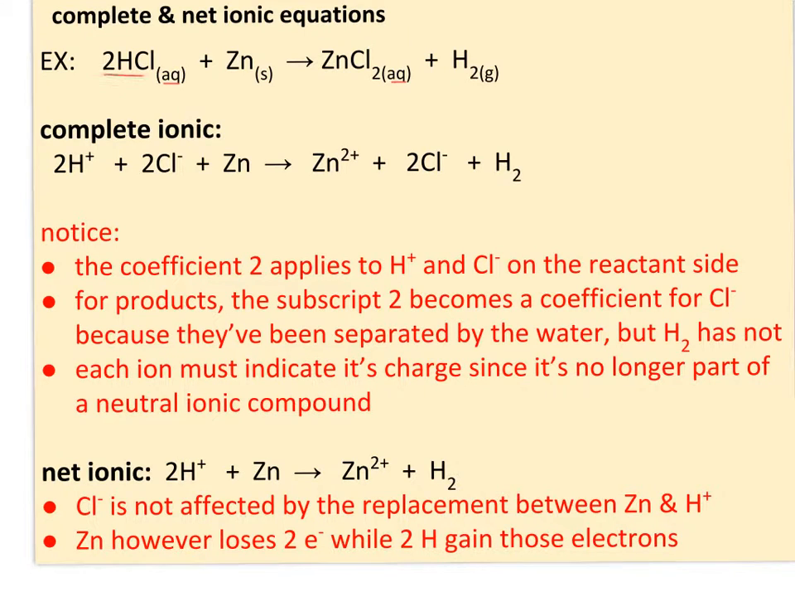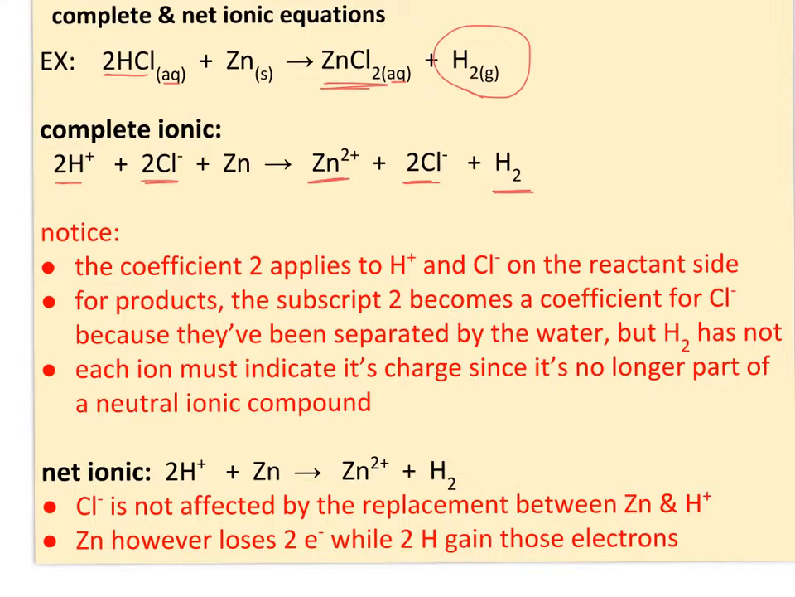So 2HCl, the 2 distributes through to both ions. ZnCl2, the 2 only goes with the Cl minus. There's just 1 zinc with 2 Cl minus. And the H2 remains intact as a molecule because this is gas and it has not been separated into ions. So each ion must indicate its charge since it's no longer part of a neutral ionic compound, but your charges should cancel out. I've got 2H plus, 2 Cl minus, so I'm at a net 0 here. A 2 plus with the 2 Cl minuses, I'm back to a net of 0.